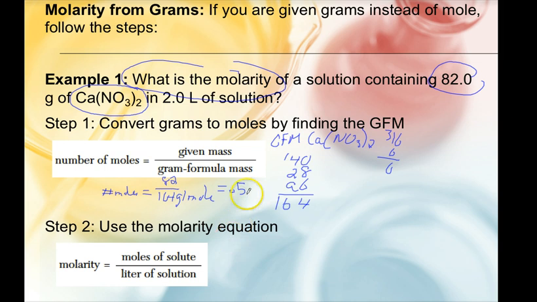So now we have what we need. We go over here and say, okay, this is 0.5 and this is 2.0. So 0.5, not 5, over 2.0 gives me a 0.25 molar solution. Okay. Now let's take a look at the next one.